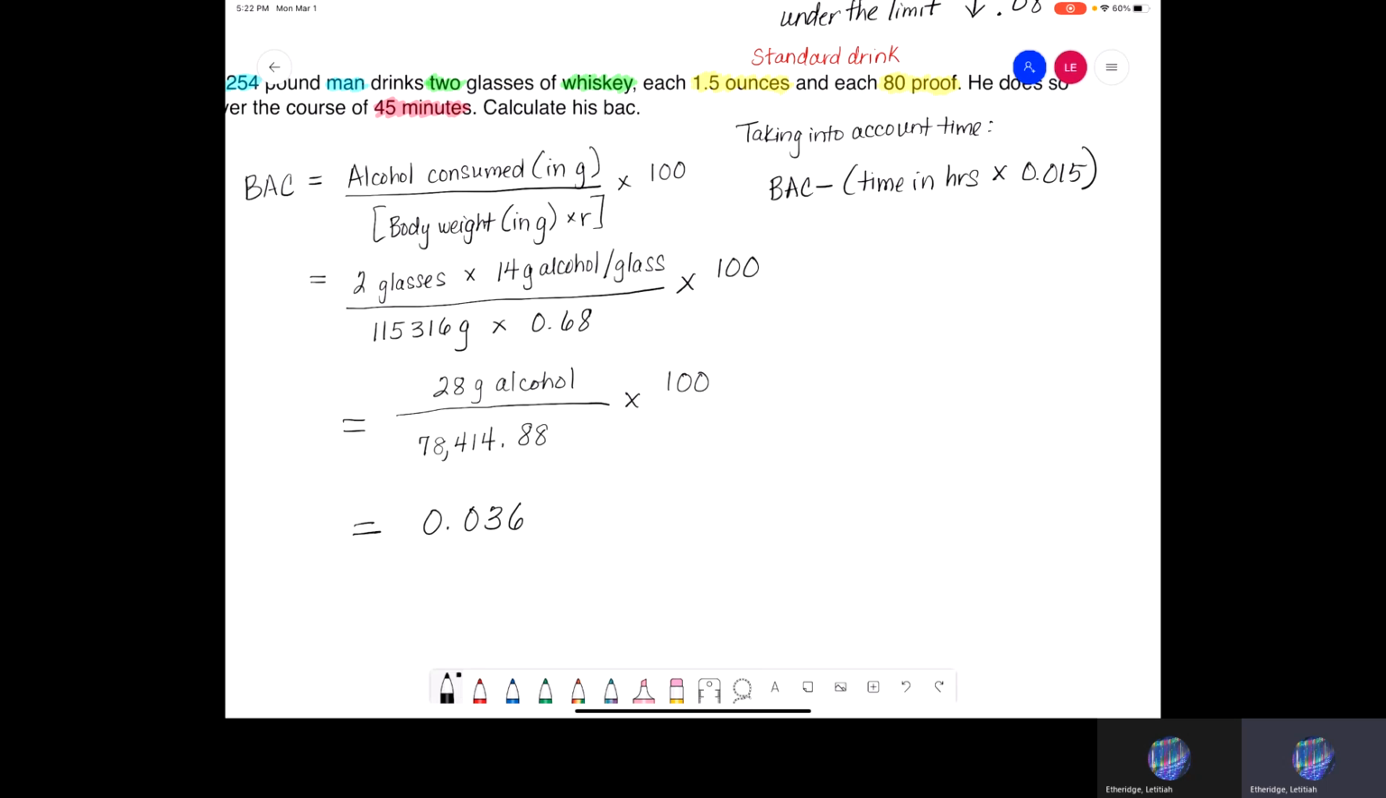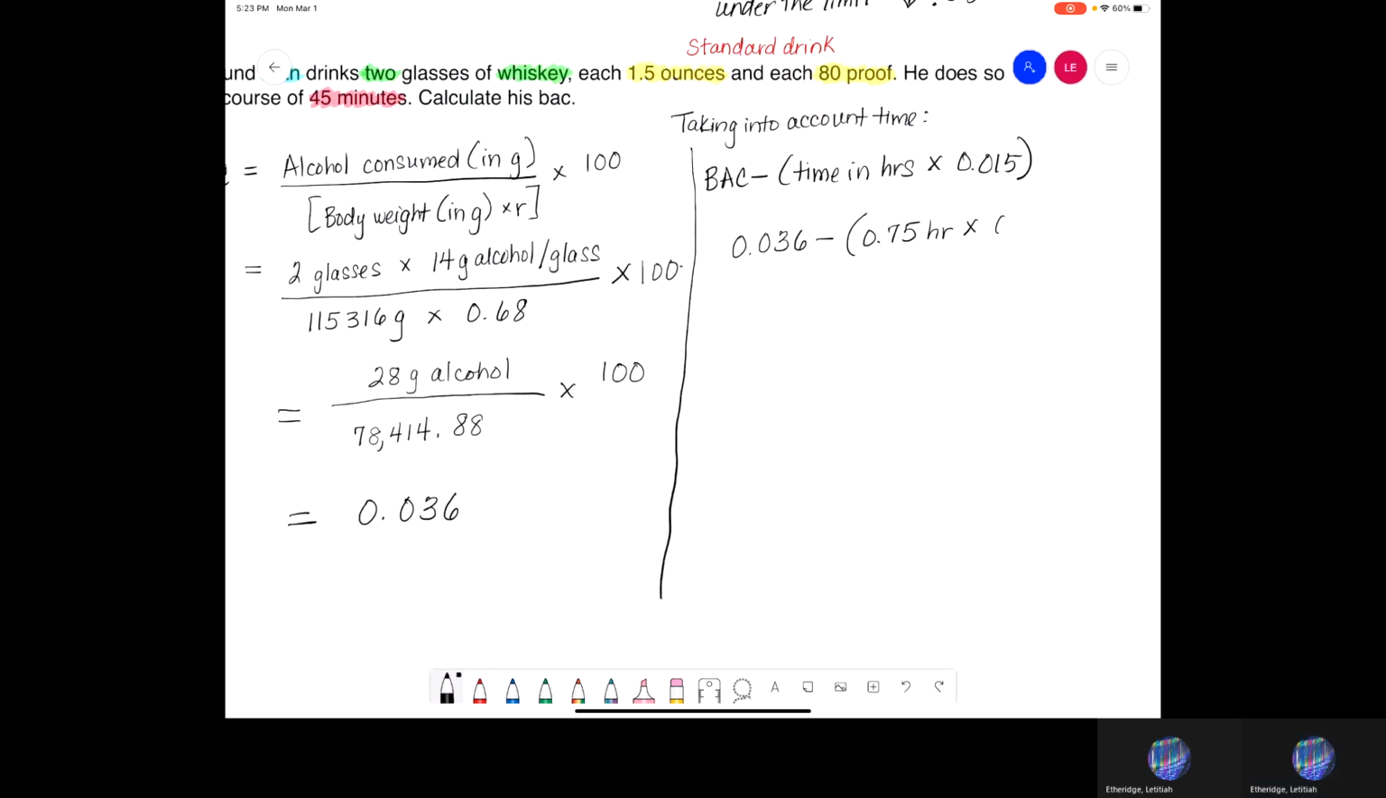But he had 45 minutes after that. So his body has been breaking down the alcohol for 45 minutes. So we need to do the second part of our equation. Okay? So the second part of the equation is we need to take into account time. So we are going to plug in our BAC number, which is 0.0636, minus his time in hours. It has to be in hours. So if it's 45 minutes, it is 0.75 hours. Okay, it's 3/4 of an hour. And you're going to multiply it by the 0.015.